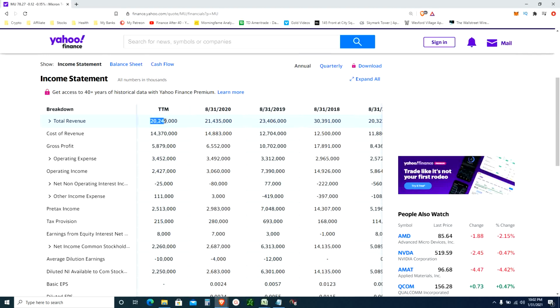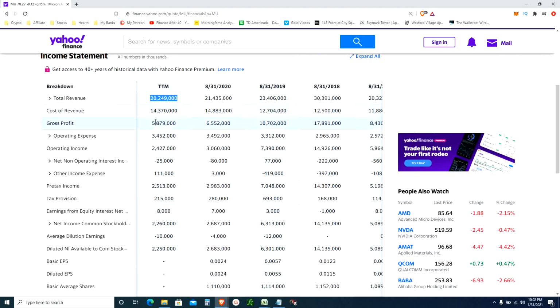There's a lot of competition. AMD is just, you know. But something happened here around 2017. They went from 20 billion to 30 billion in 2018, and then it came declining all the way to the level of about 4 years ago. $20 billion, it's not a good sign.